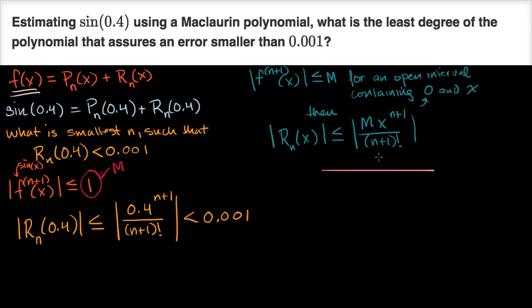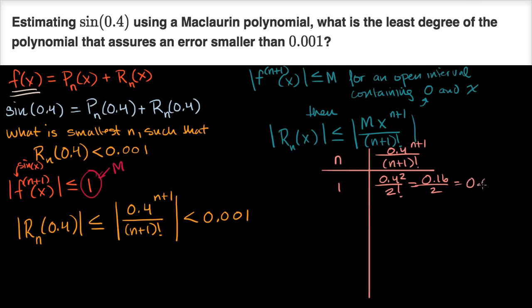So let me do it relatively cleanly. This is going to be our n, and then this is going to be 0.4 to the n plus 1 over n plus 1 factorial. So let's try it when n is equal to 1. Well, then this is going to be 0.4 to the 2, so it's 0.4 squared over 2 factorial. This is 0.16 over 2, which is equal to 0.08. That's definitely not less than 1,000th here. So let's try n equals 2.